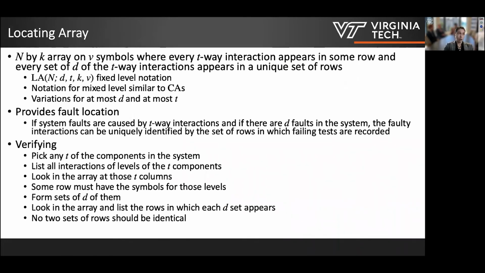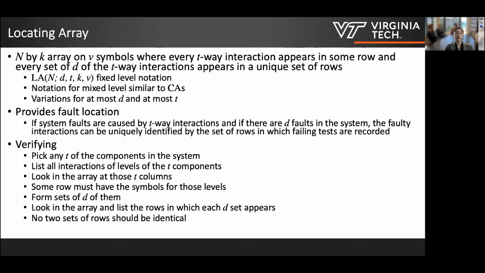A locating array is an N by K array on V symbols where every T-way interaction appears in some row. And additionally, every set of D of the T-way interactions appears in a unique set of rows. We use the notation LA(N; D, T, K, V) when we have fixed level notation. Again, N is the number of rows, D is the set size of T-way interactions that we're going to consider, T again is the strength, K is the number of components or factors, or the number of columns in the array, and V is the number of symbols.